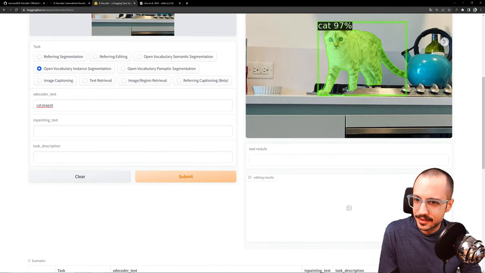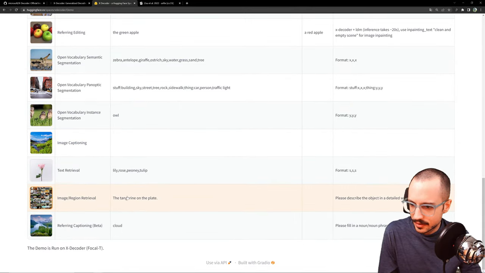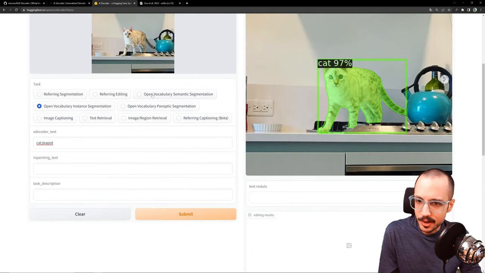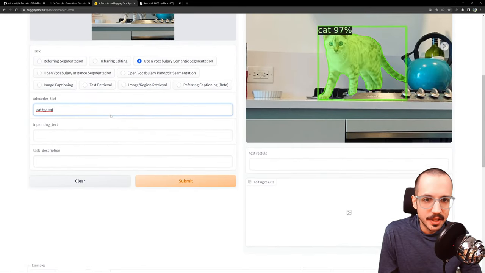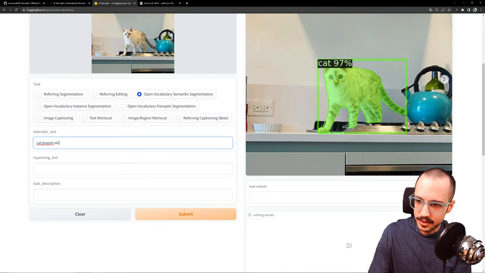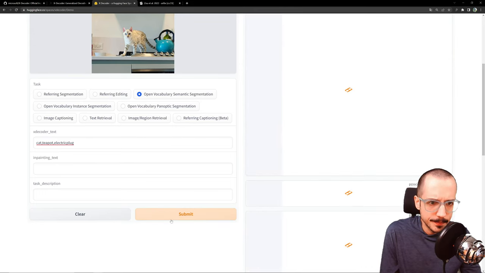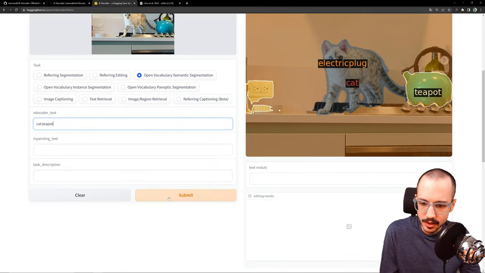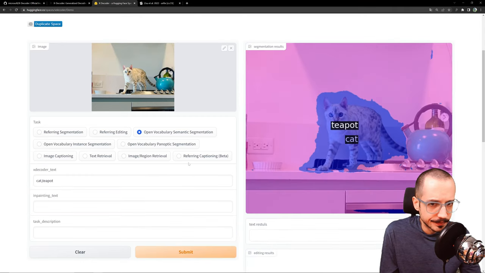Didn't get the teapot. Open vocabulary semantic segmentation, I think that's more what we want. We want cat, teapot, electric plug. Okay, so the entire house is the electric plug, the teapot, and then the cat. Let's get rid of electric plug and just do this. Okay, so this is also semantic segmentation, right? So it's no longer instance segmentation. It's not giving you a clean mask. It's just saying for every single pixel in this image, what category does it belong to? So it's actually not quite good.